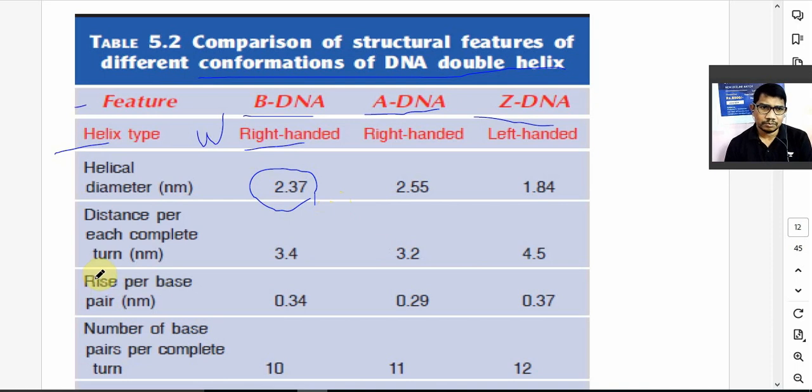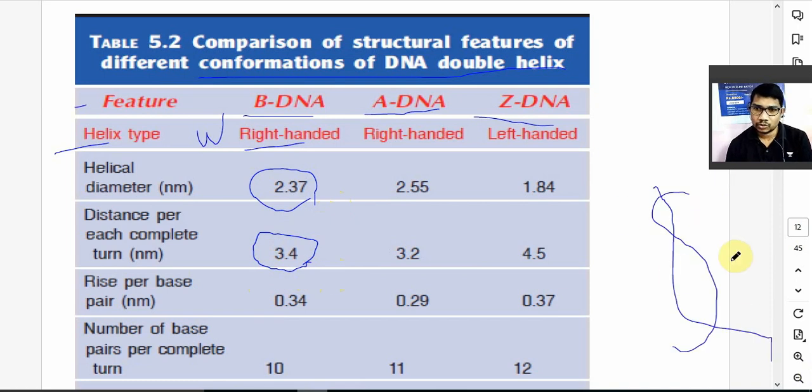Now, distance per each complete turn is the distance of each groove. So it is 3.4 nanometer or 34 angstrom. So this is the groove: major groove, minor groove. The distance per each complete turn for BDNA is 3.4 nanometer or 34 angstrom.